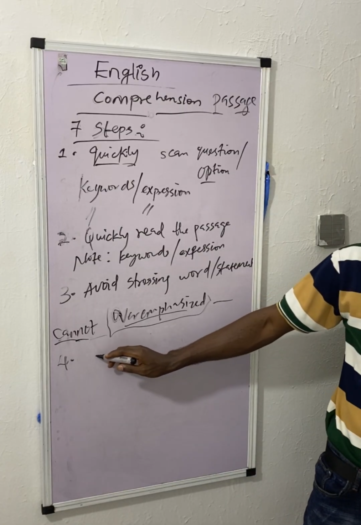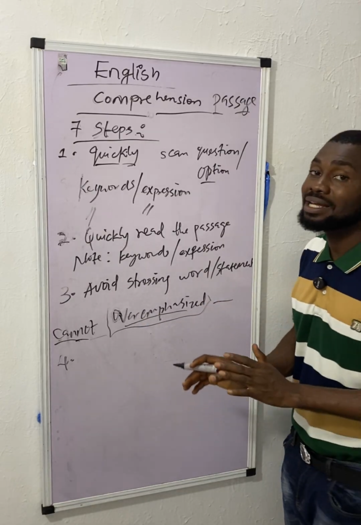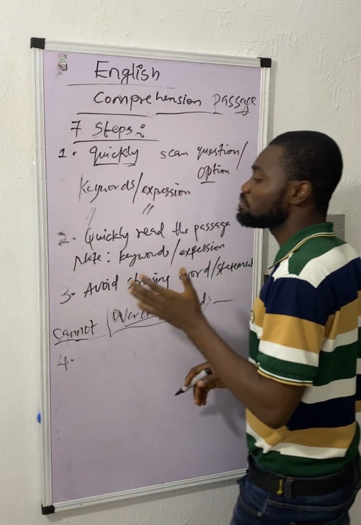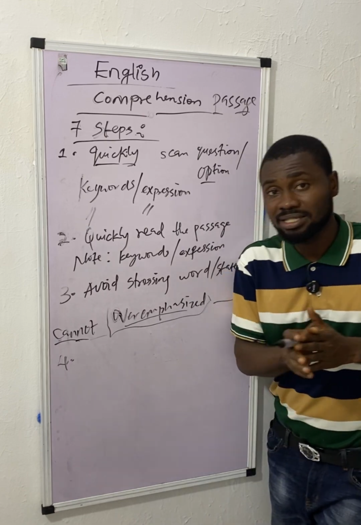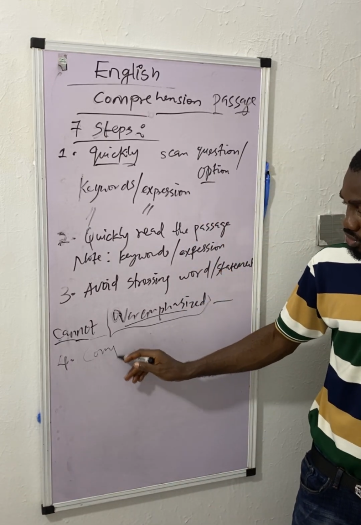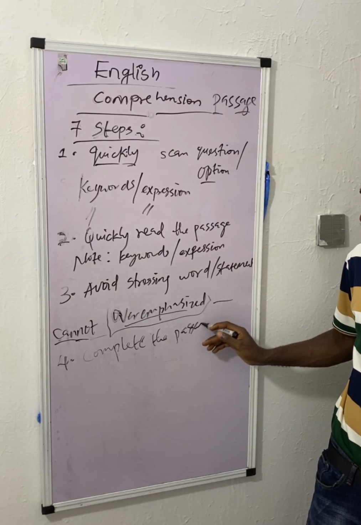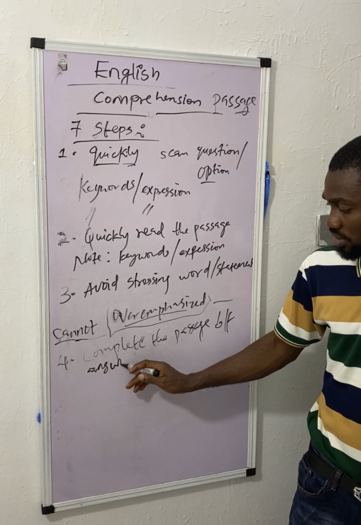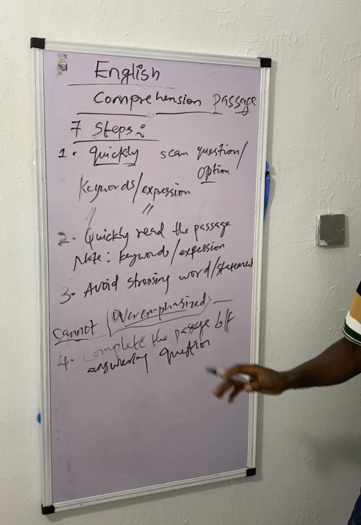Then number 4, the fourth technique is: complete the passage before answering any of the questions. Ensure you read the passage completely before picking any answer, or before picking your permanent answer. I'm not saying you can't read to some extent and go look at your question and answer. You can, but before picking your final answer and leaving it without making any edits, ensure you read the entire passage. Complete the passage before answering questions, or before picking your final answer.